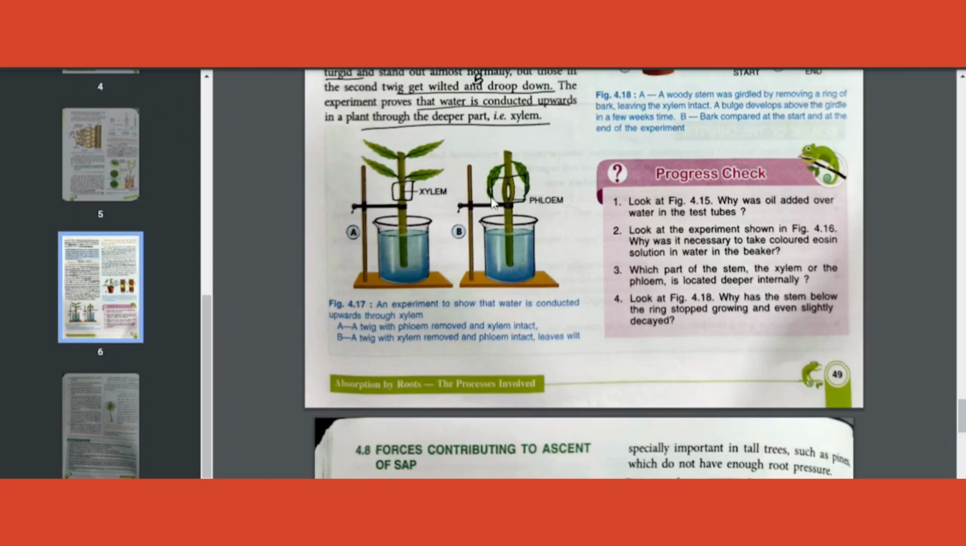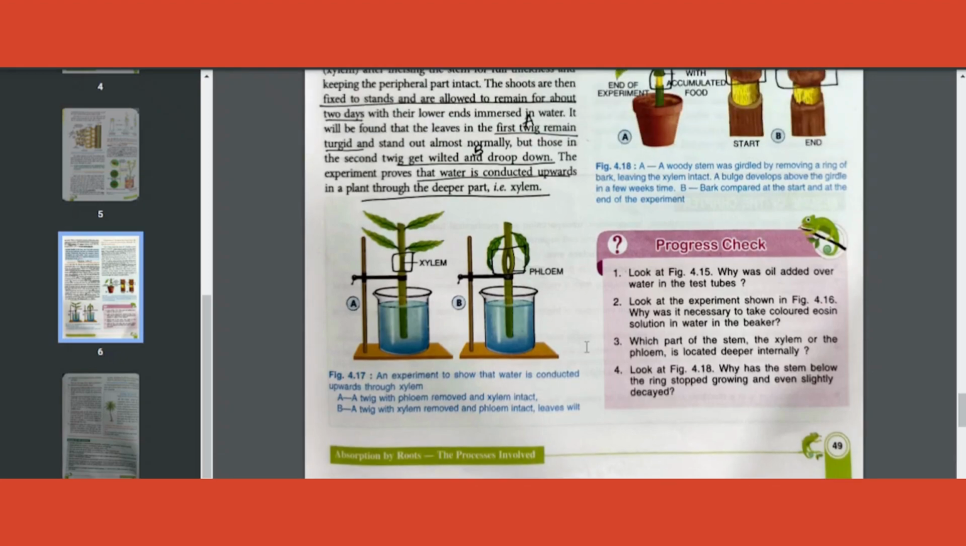Second setup, you do the opposite. That is, in the core of the stem, the complete central part you are carving out. You can see here. All right. Now, leave both of them and check what happens to them.